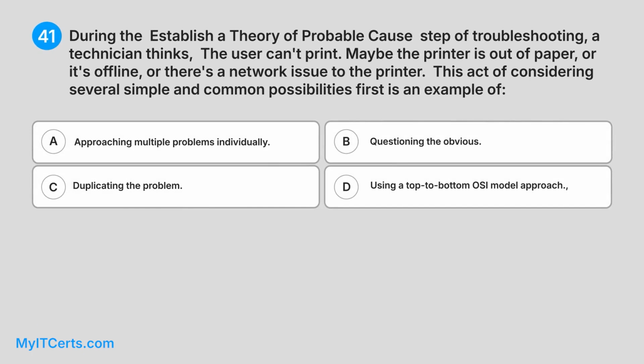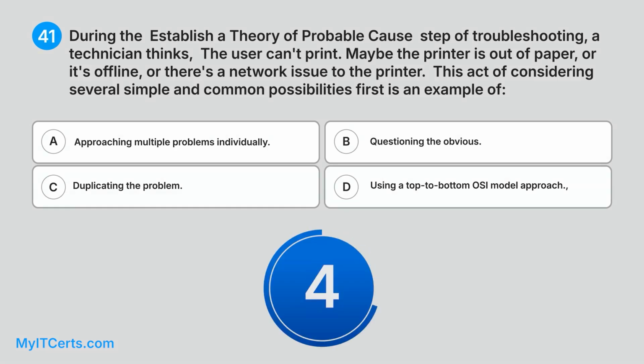41. During the establish a theory of probable cause step of troubleshooting, a technician thinks the user can't print. Maybe the printer is out of paper, or it's offline, or there's a network issue to the printer. This act of considering several simple and common possibilities first is an example of A. Approaching multiple problems individually. B. Questioning the obvious. C. Duplicating the problem. D. Using a top-to-bottom OSI model approach. Can you guess the answer?